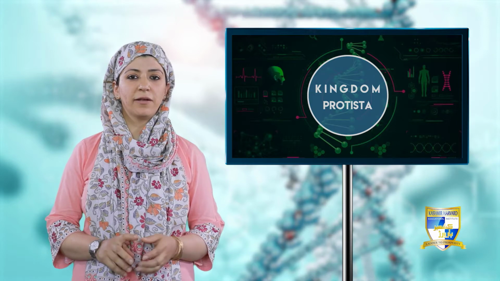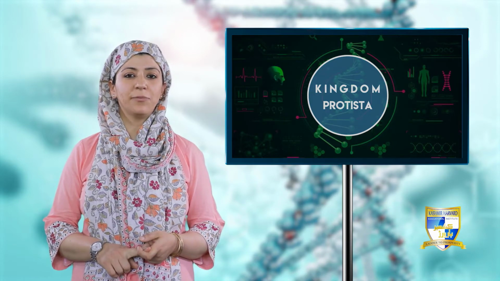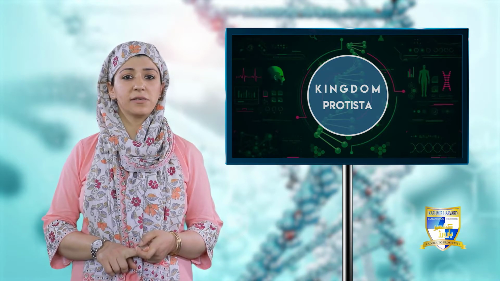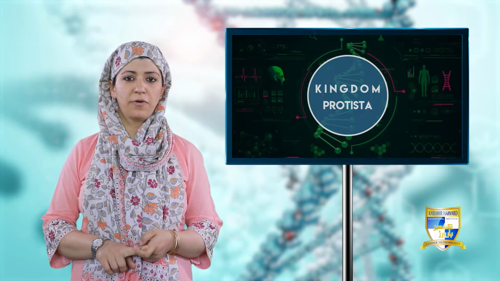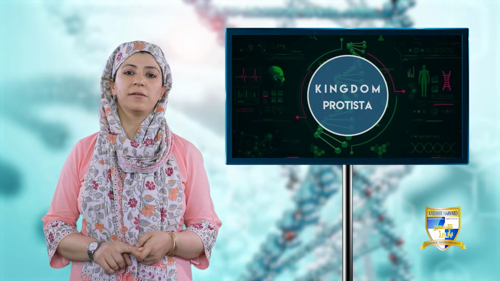This time we are studying the five kingdom classification. We have done with the kingdom Monera. Now we will start with another kingdom, known as kingdom Protista. As we have discussed, kingdom Protista includes all the unicellular eukaryotic organisms.